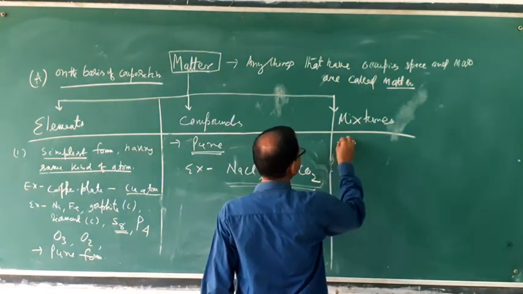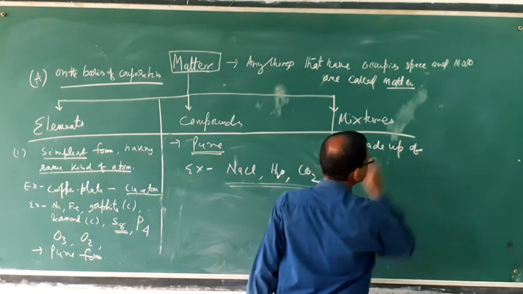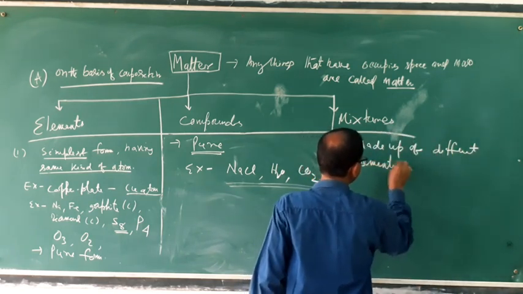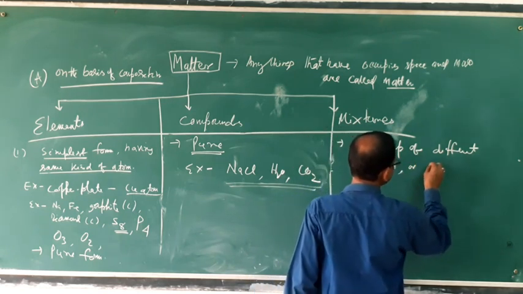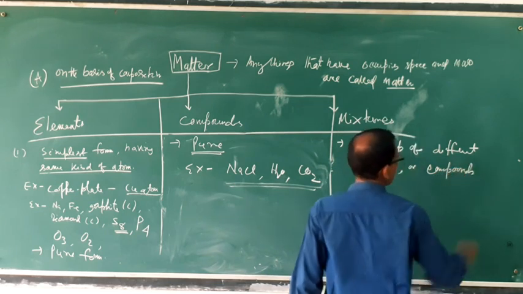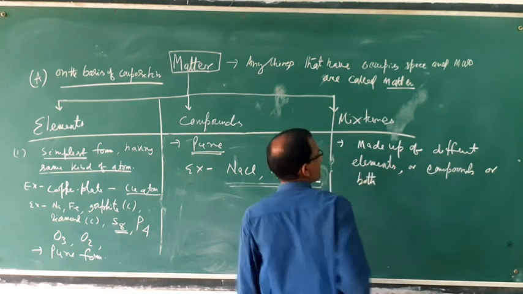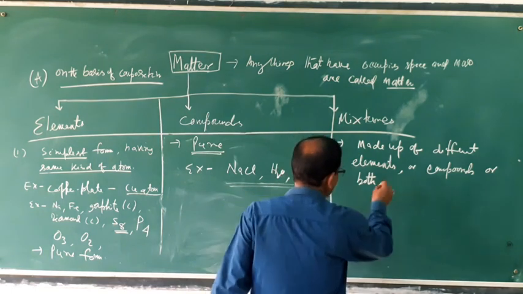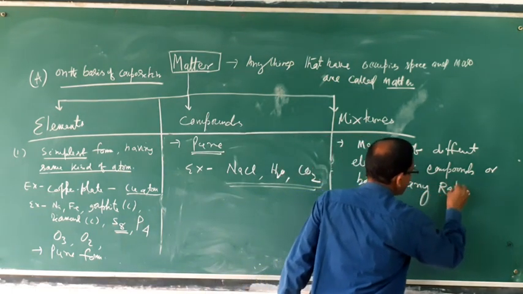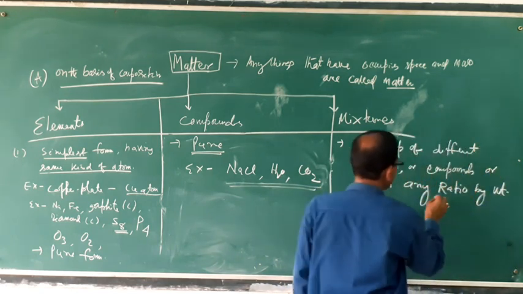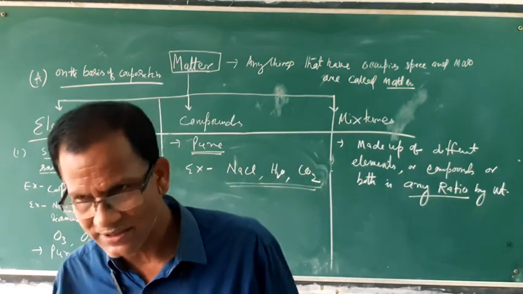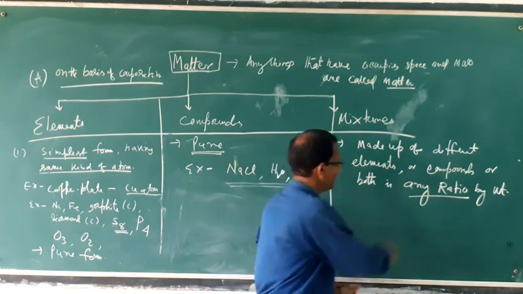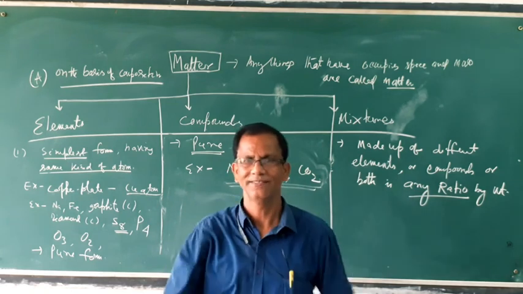A mixture is made up of different elements or compounds or both. Either it is made of elements, or compounds, or both, in any ratio by weight. This is very important. Any ratio means the ratio is not fixed, their weight is not fixed, their amount is not fixed. You can change the amount. So any amount can be mixed to produce a mixture.